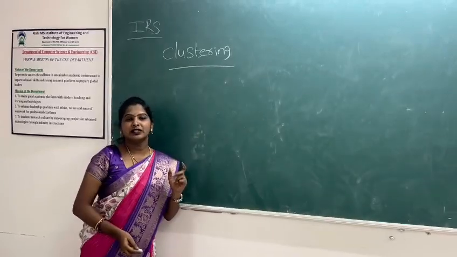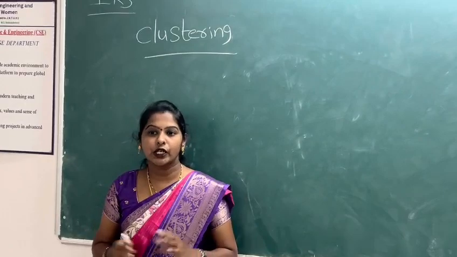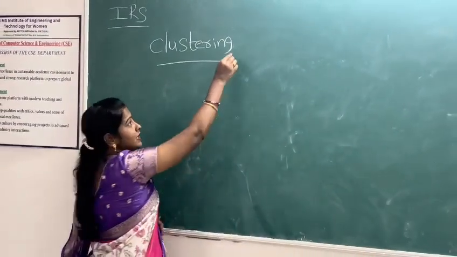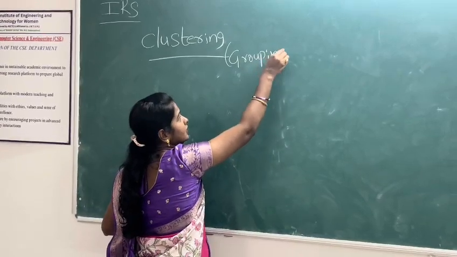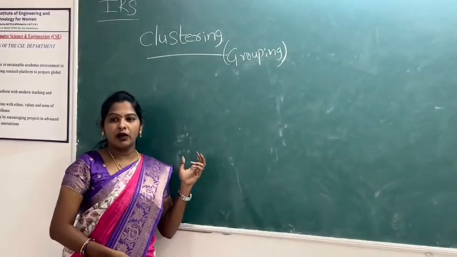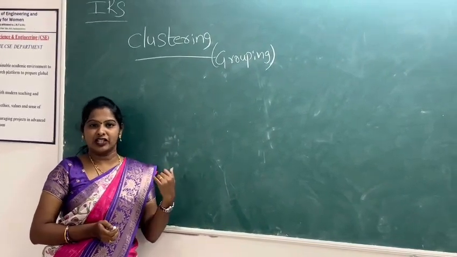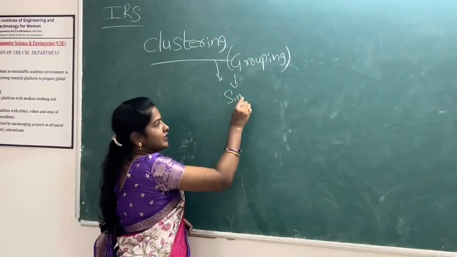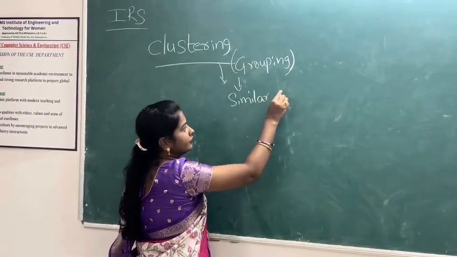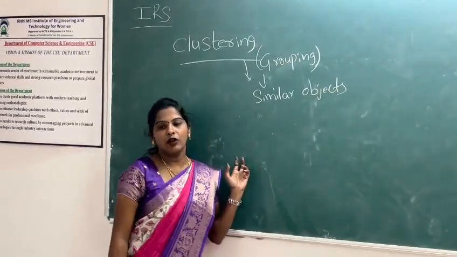Today we are going to learn about clustering. Clustering, in general terms, means grouping. So grouping what? Grouping similar types of objects is known as clustering. So we are grouping similar objects.